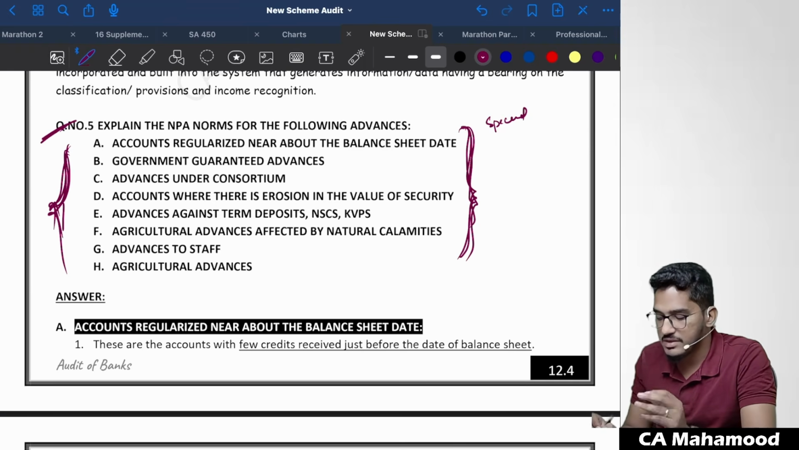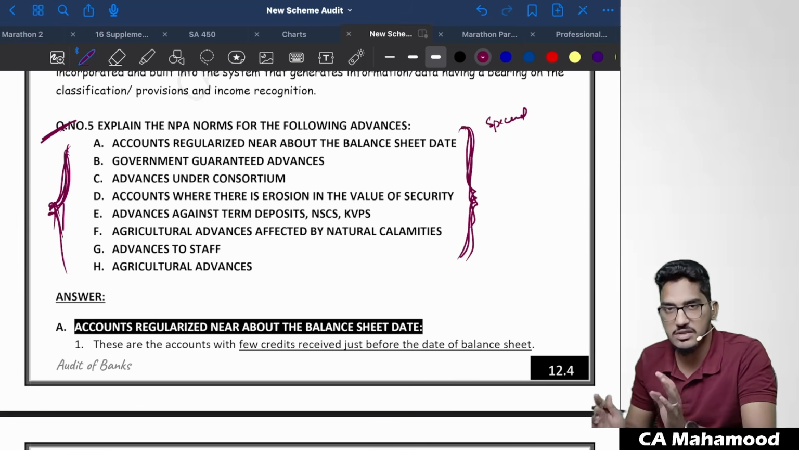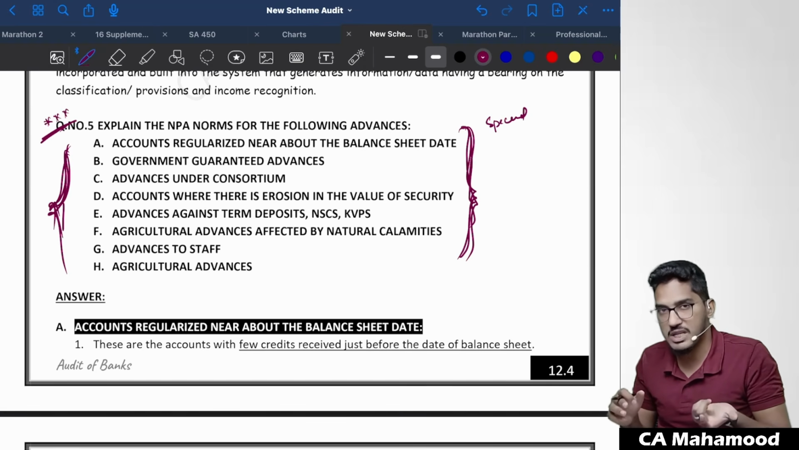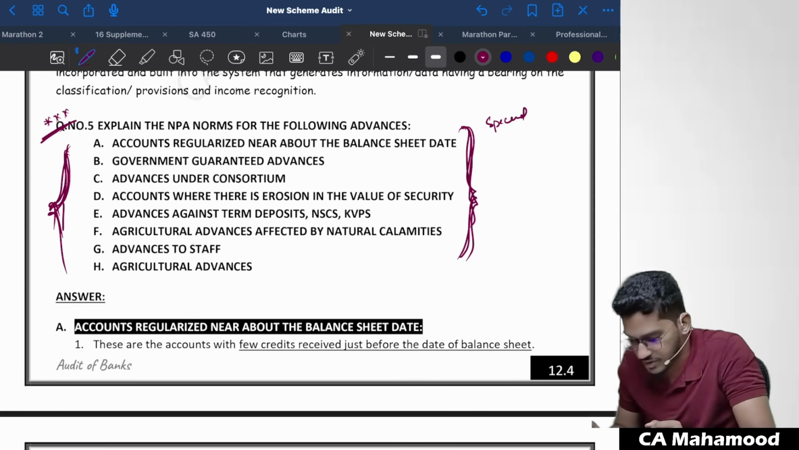So what are those 8 special cases they have listed down here? Let us try to understand what those 8 special cases are and what the NPA norms will be in case of those 8 special cases. We'll try to understand that. So very important question, guys. At least one point they will pick, at least one case they will pick and they will pose it as a question. So let us try to proceed ahead.